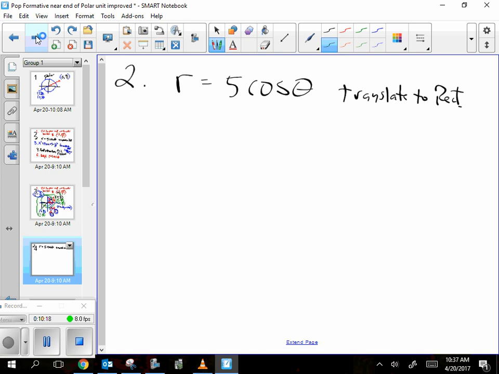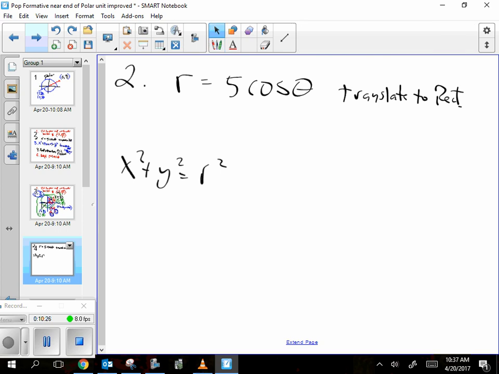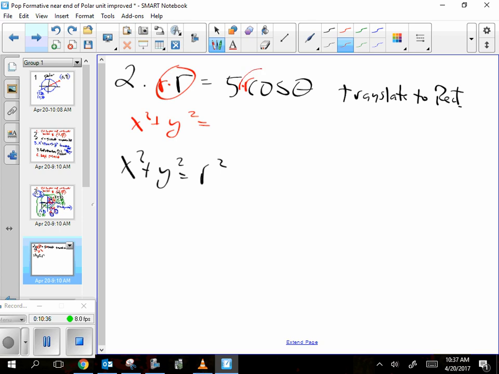Now let's look at number 2 here, where we have 5 cosine theta is r, and I could square both sides because I have this saying in my head, x squared plus y squared equals r squared, but I don't have an r squared. But if you square both sides, you did it the long, painful way. What you should instead do is multiply both sides by r, because that way, that's an r squared, x squared plus y squared, and that's an x, 5x.